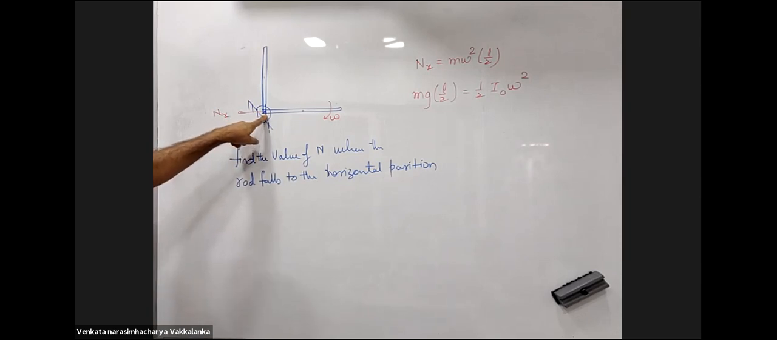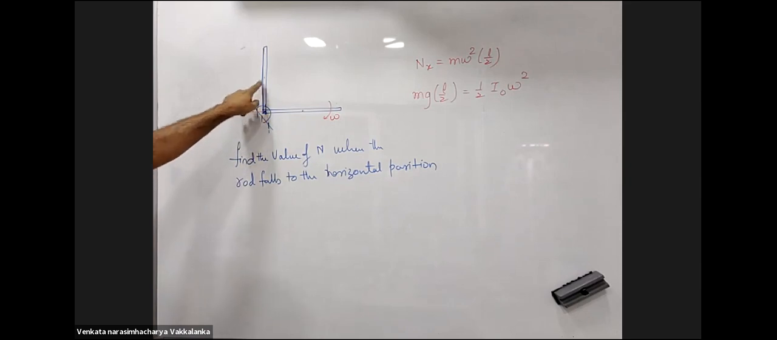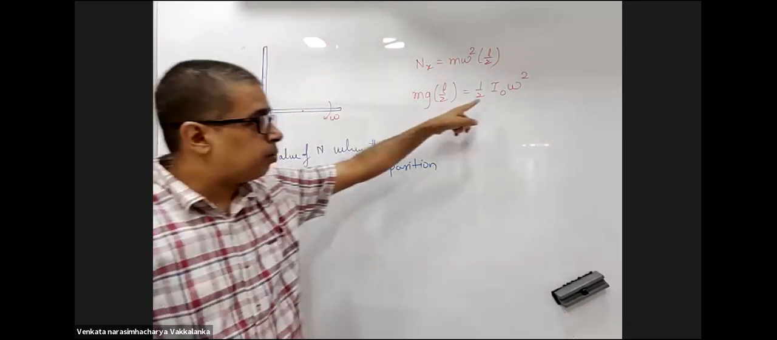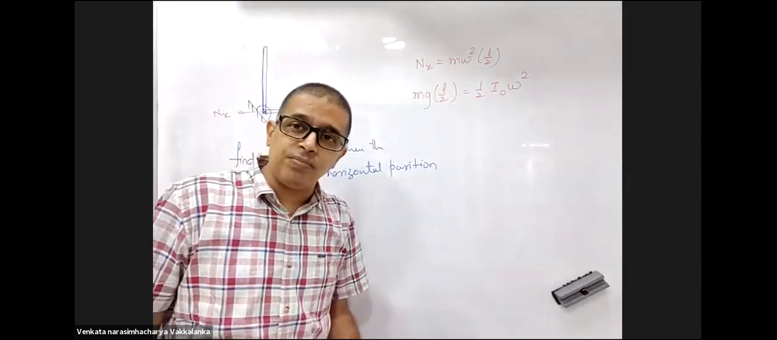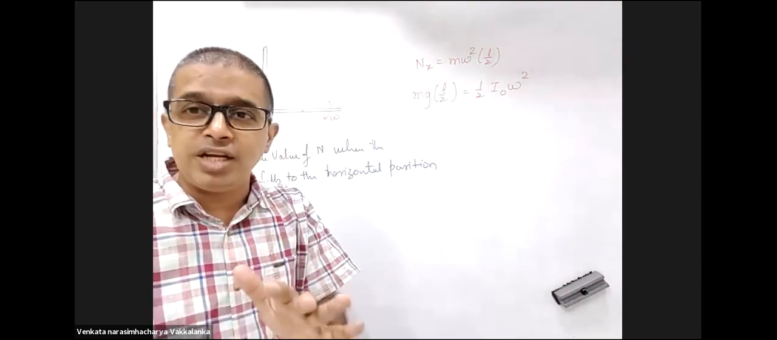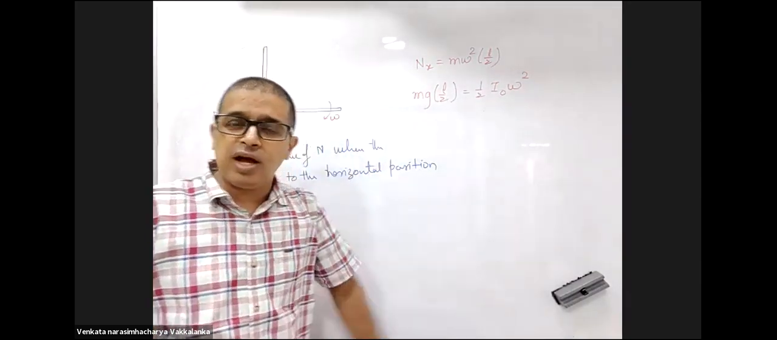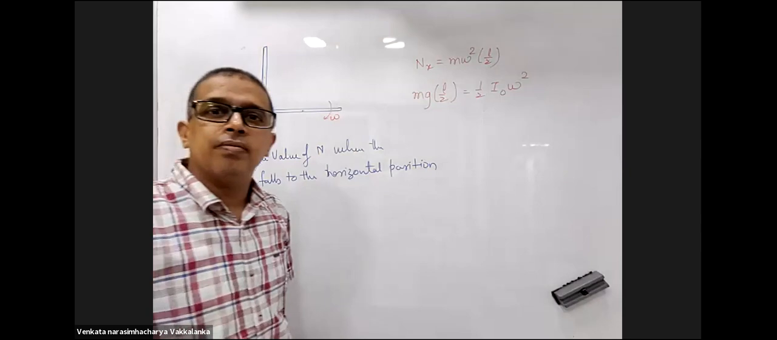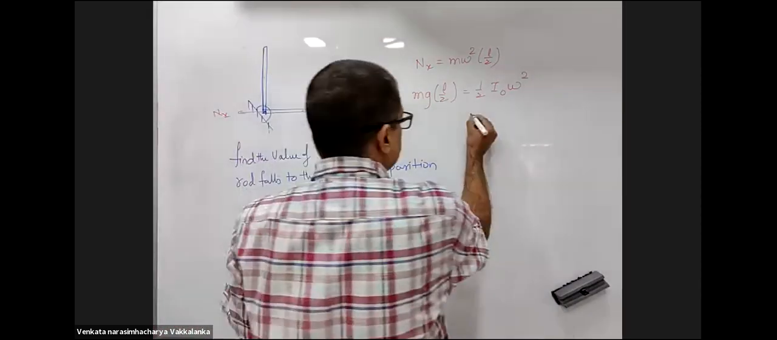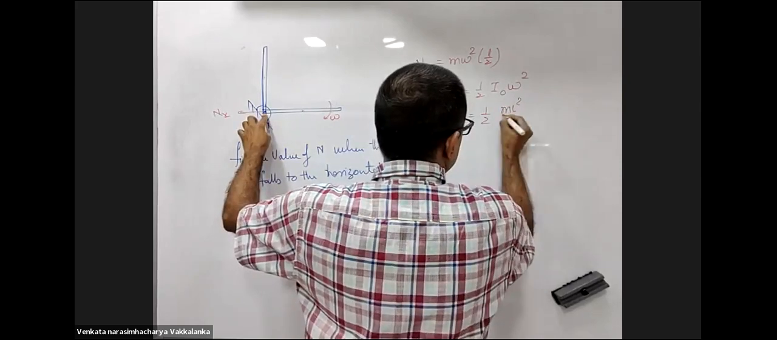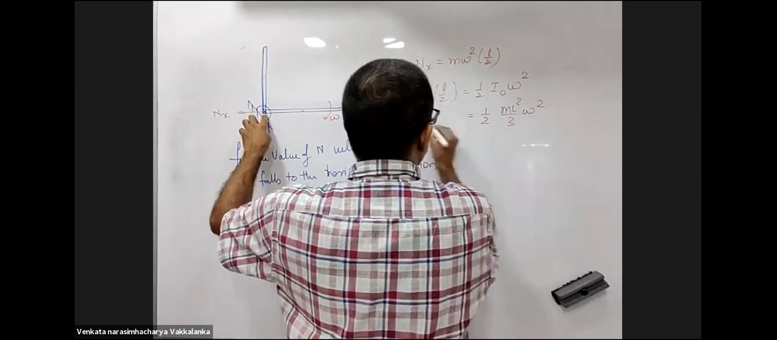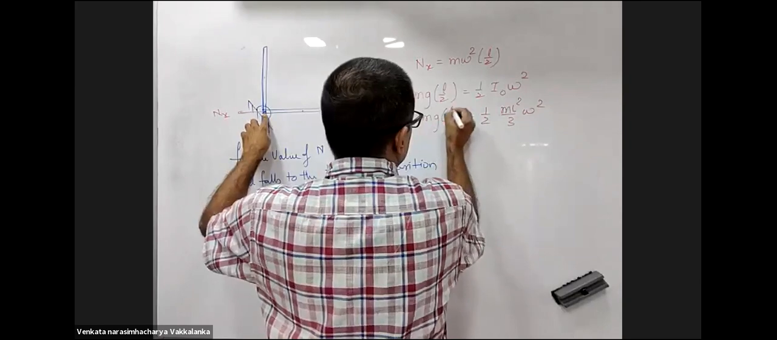Half I about the hinge into omega square. Mg L by 2 is half I omega square. If you know the point about which the body is subjected to pure rotation, then kinetic energy is only half I omega square. Half I about this is ml square by 3 into omega square.